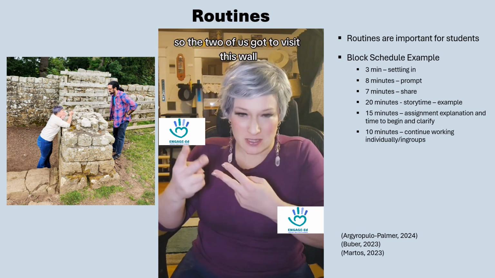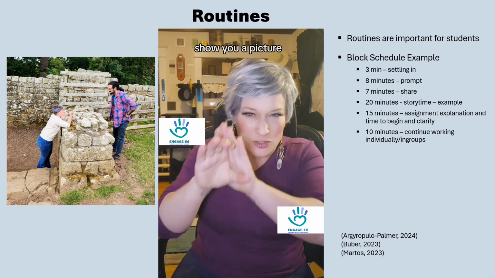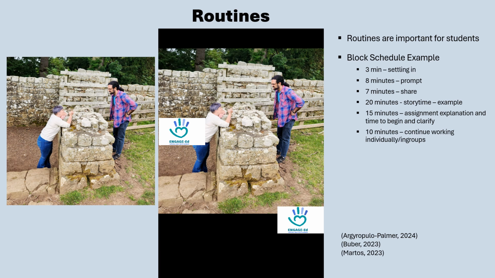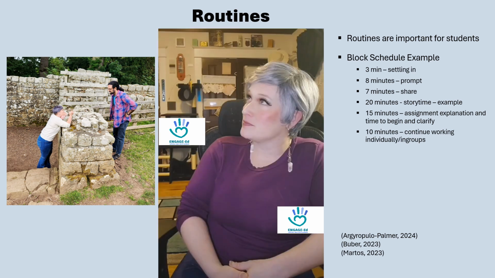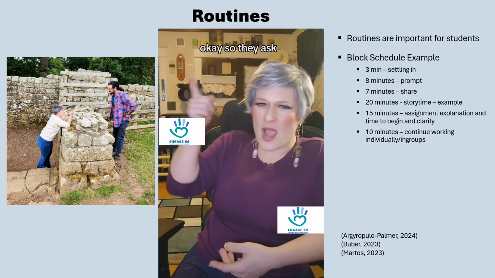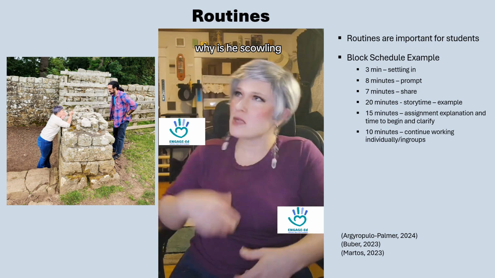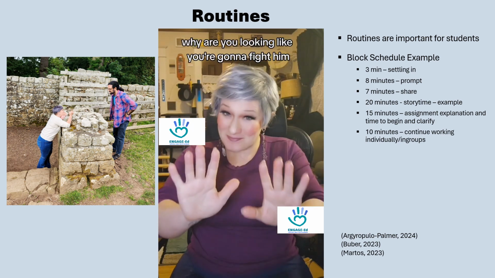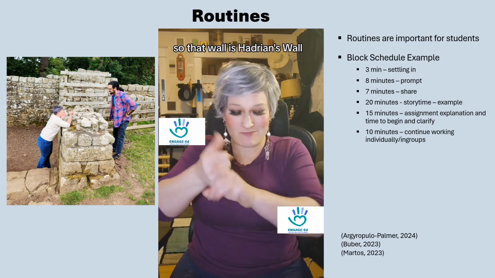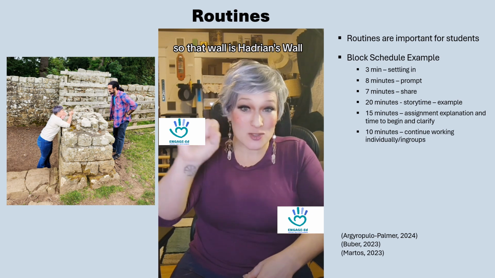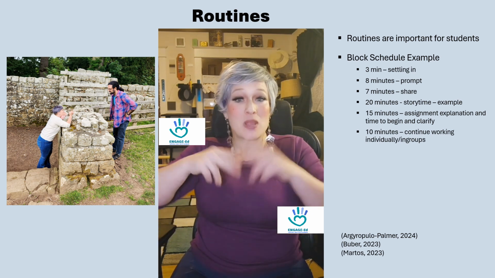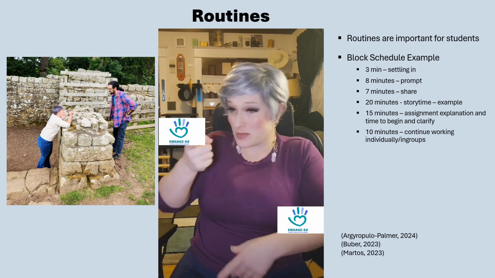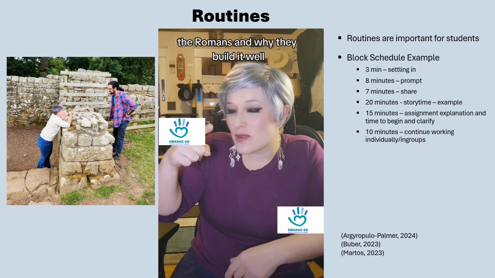So the two of us got to visit this wall. I'll show you a picture. Okay. So they ask, why is he scowling? Why are you looking like you're going to fight him? What is this? All right. So that wall is Hadrian's Wall. It was built by who? The Romans. And why'd they build it?